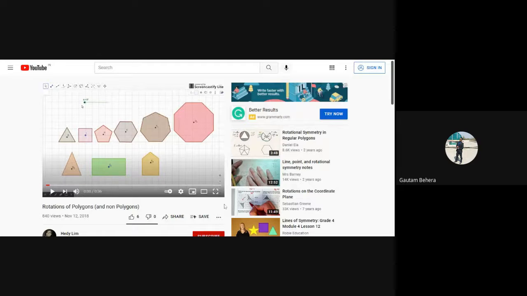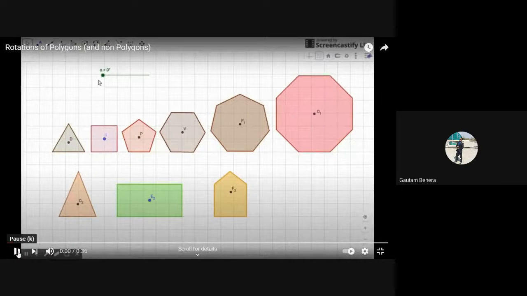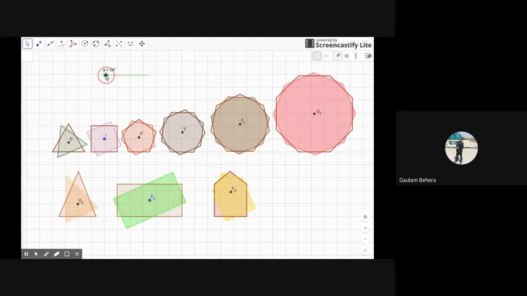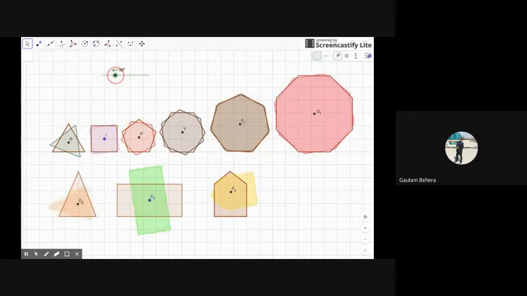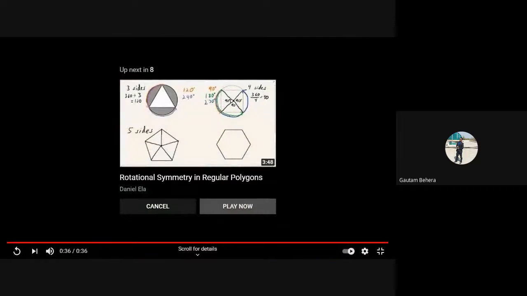Just look at this another video. I'll not show the entire video, just have a look. This is rotational symmetry. These polygons are coming into self coincidence after certain angle of rotations. The top triangle is an equilateral, but the bottom one is not. Okay, fine.